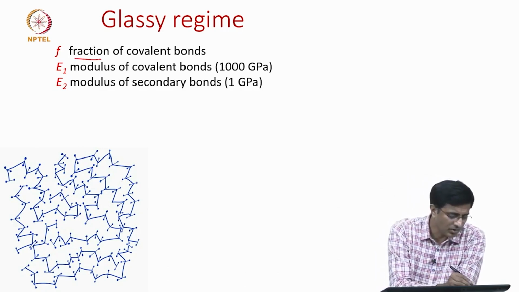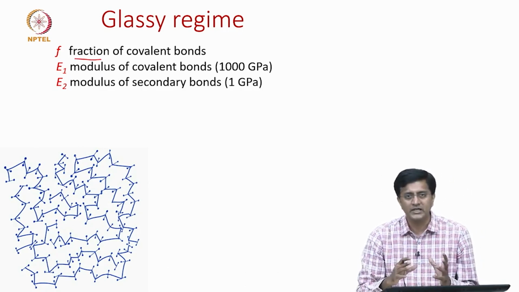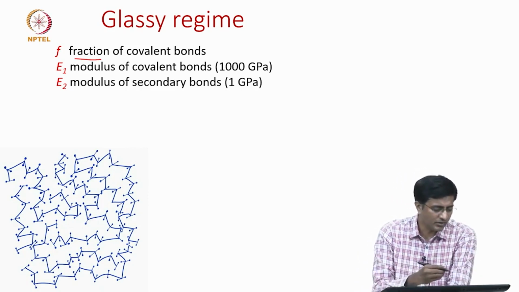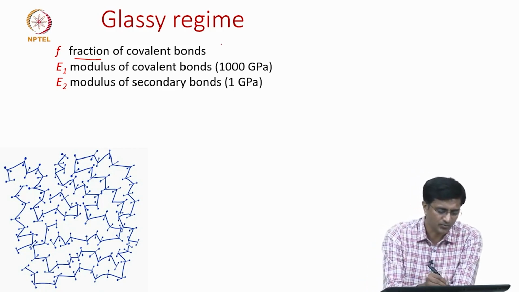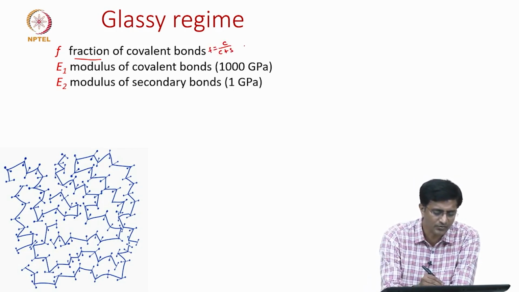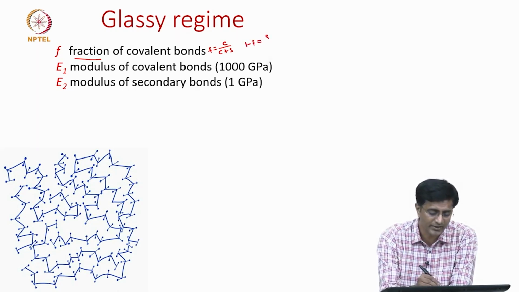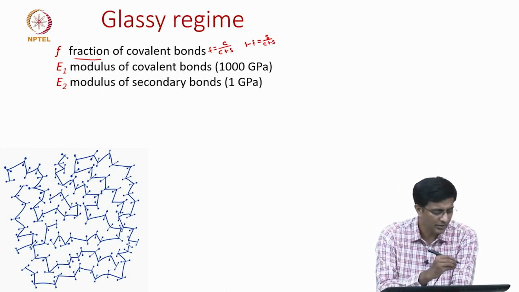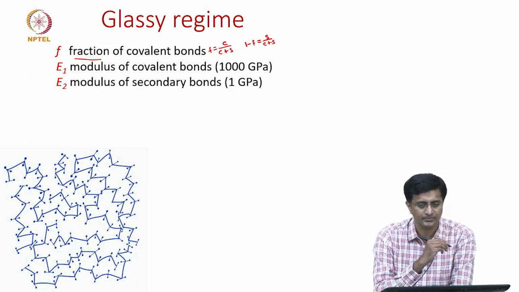introducing a fraction called the fraction of covalent bonds. We said this polymer has both primary bonds and secondary bonds. So, F is the fraction of covalent bonds, which means covalent bonds divided by covalent plus secondary bonds is our fraction F. Of course, when we define it this way, what is 1 minus F? It will be the fraction of secondary bonds, which is secondary bonds divided by the sum of covalent and secondary bonds. We also define these terms E1 and E2, E1 being the modulus of the covalent bonds.